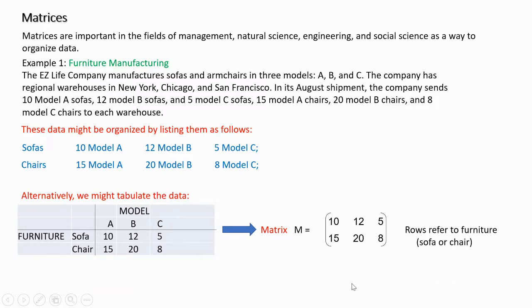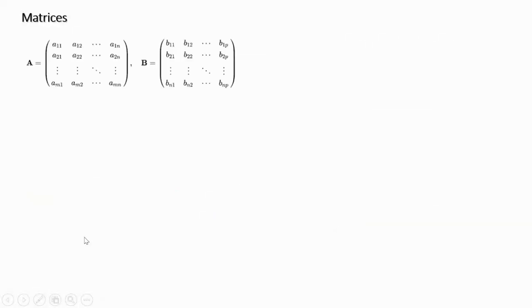Now, the rows refer to the furniture, as we can see back on the table, and the columns refer to the chair models, which are A, B, and C. Matrices can have a whole bunch of rows and a whole bunch of columns. This is the notation, for say matrix A: first row, first column, first row, second column, and so forth until you reach the end column on each row. Same thing with matrix B.